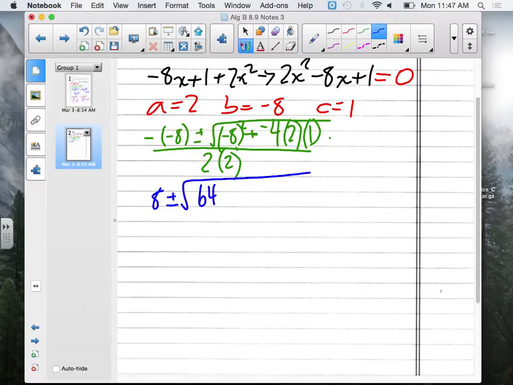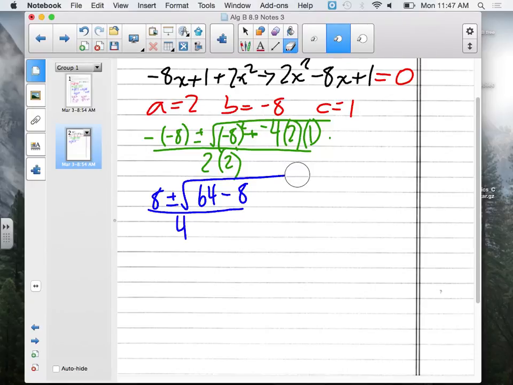So what's negative 4 times 2? Negative 8. What's that times 1? Negative 8, exactly. This is all over 2 times 2 is 4. Good work. All right, so what's 64 minus 8? 56. Okay, so we have 56.